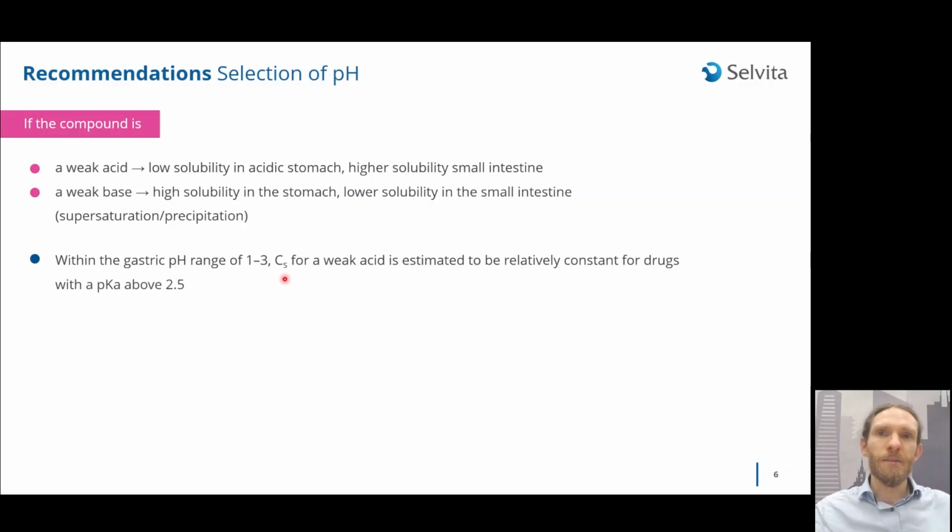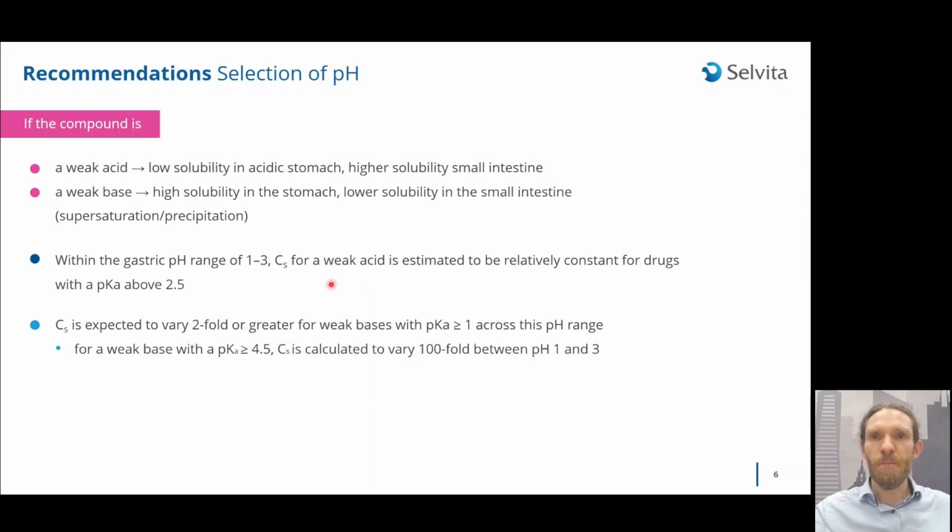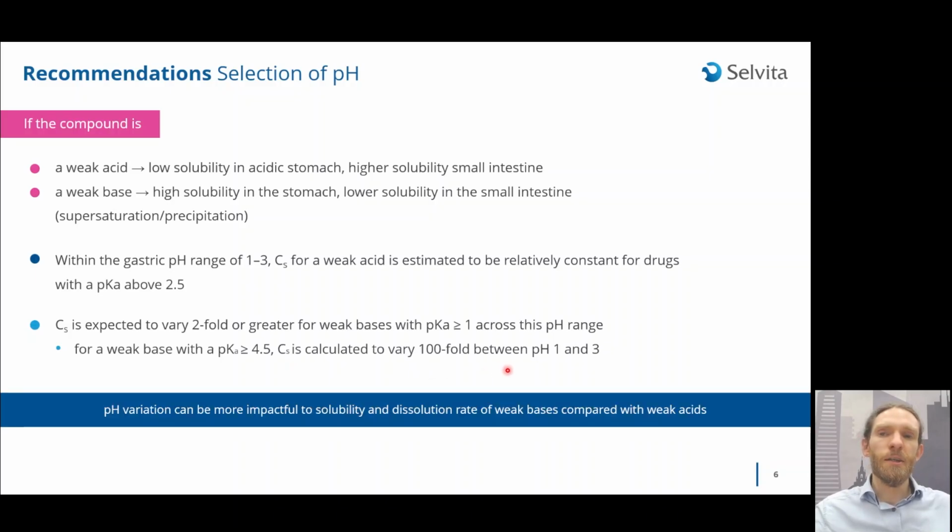so within the gastric range between pH 1 and 3, the saturated concentration for a weak acid is estimated to be relatively constant for drugs with pKa above 2.5. For weakly basic compounds, the concentration is expected to vary around twofold for weak bases with pKa above 1. For stronger bases with pKa above 4.5, this concentration is expected to vary even 100-fold between pH 1 and 3. So concluding, pH variation is much more impactful to solubility and dissolution rate for weak bases as compared to weak acids.